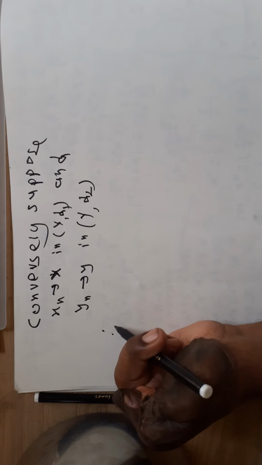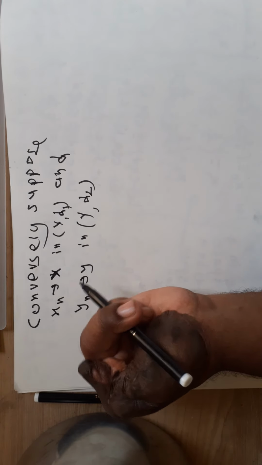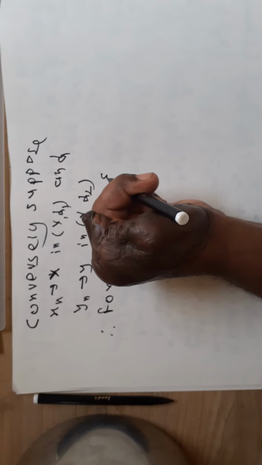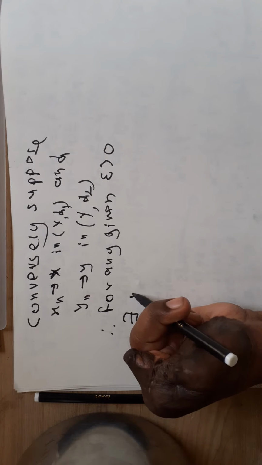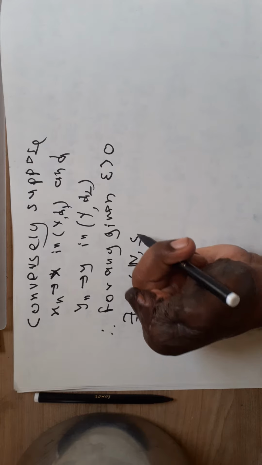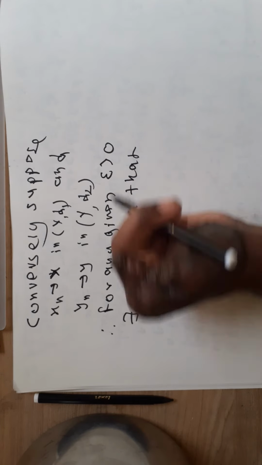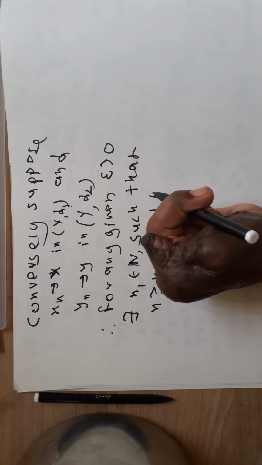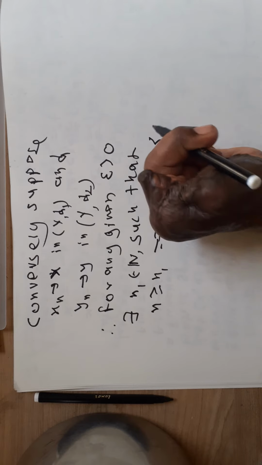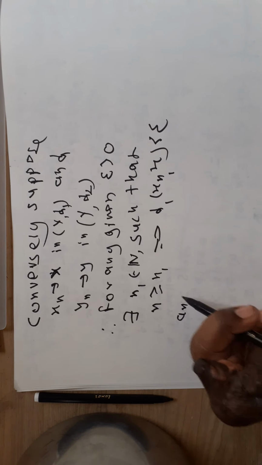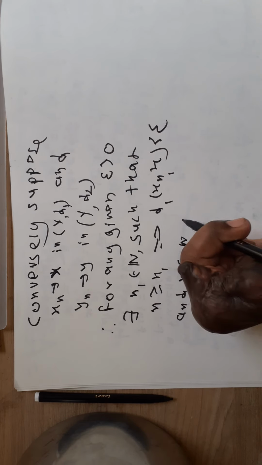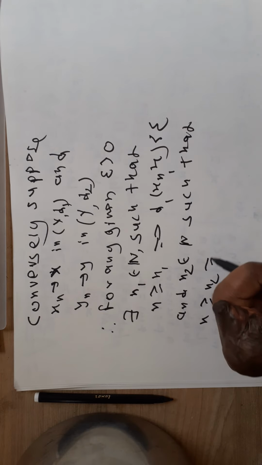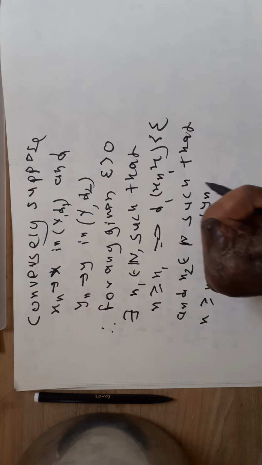Therefore, since xn approaches x in the metric space (X, d1), for any given epsilon greater than 0, there exists n1 belonging to N such that n greater than n1 implies d1(xn, x) is less than epsilon, and there exists n2 belonging to N such that n greater than n2 implies d2(yn, y) is less than epsilon.